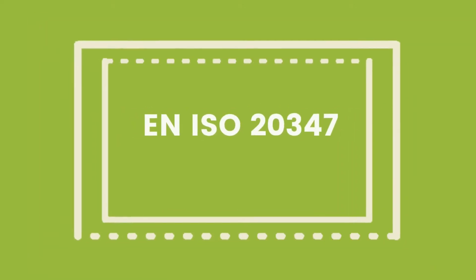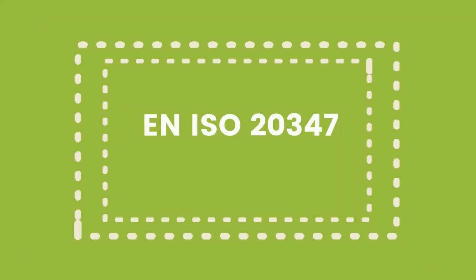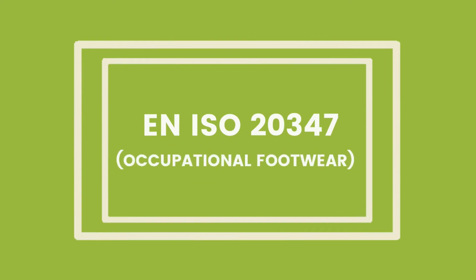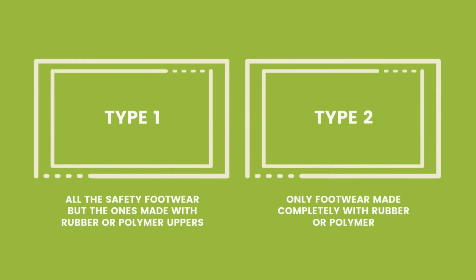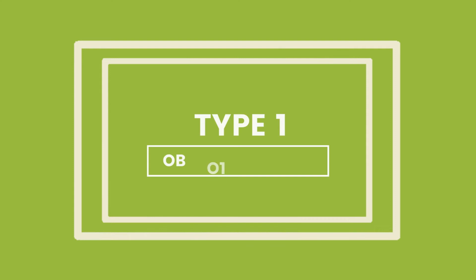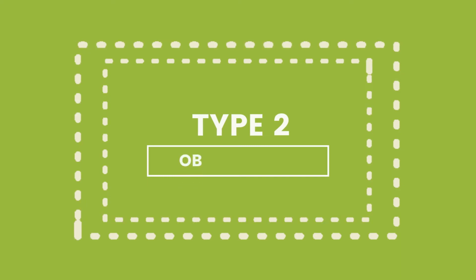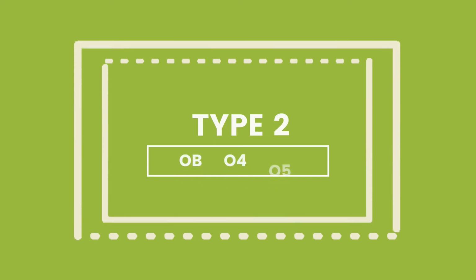The following codes are the EN ISO 20347, which means they're the occupational footwear codes. Once again, these codes are divided into the same two types of footwear. The first type subdivides into 4 codes: OB, O1, O2, and O3, and the second type into OB as well, O4 and O5.